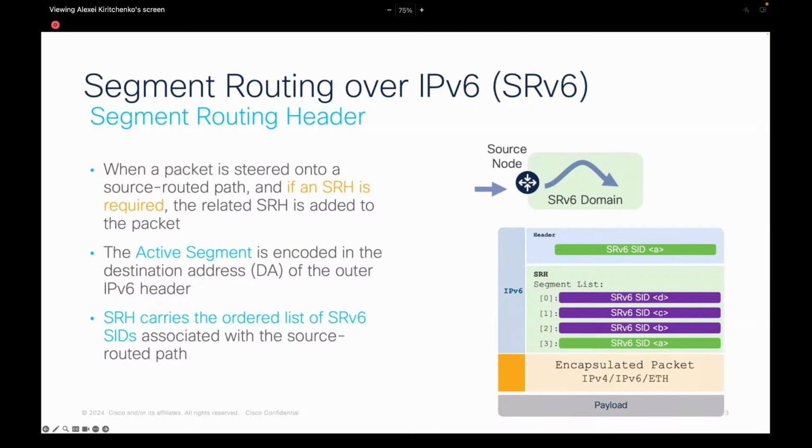And when a packet needs to follow a specific path through the network, we add a segment routing header. It might not be needed in every case. This SRH tells the packet where to go next. The packet's active segment, which is kind of like its next hop, is put into the destination address of the outer IPv6 header. This SRH carries a list of these stops, or segment IDs, that the packet will visit along the way, making sure it follows the path we set for it.